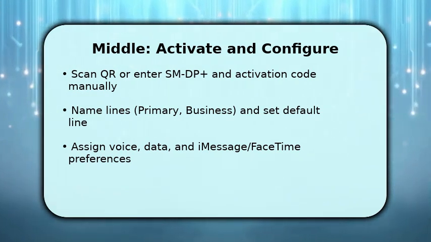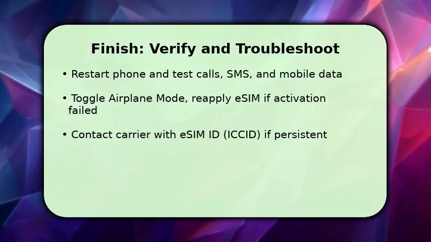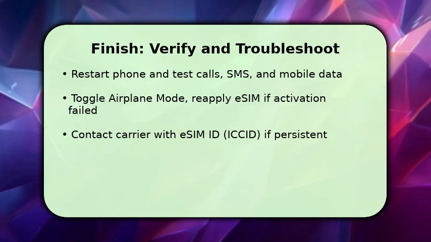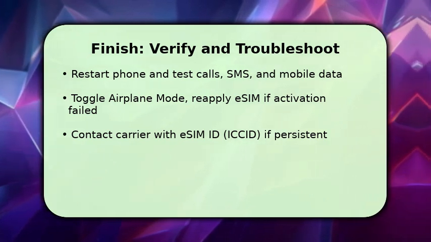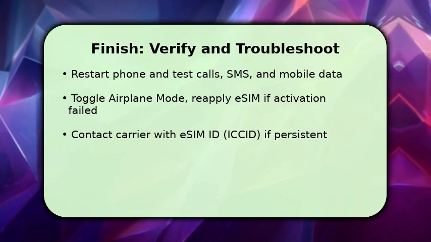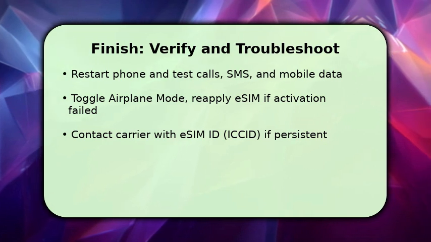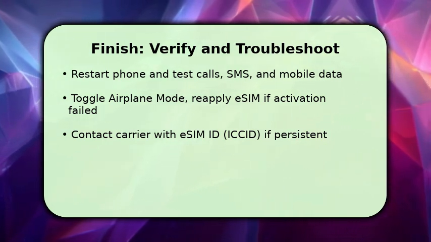Finish by restarting the iPhone to ensure settings take hold, then make a call, send a text, and browse to confirm data. If service fails, toggle airplane mode for 10 seconds and recheck the eSIM profile status. Sometimes reactivating the profile resolves provisioning delays.